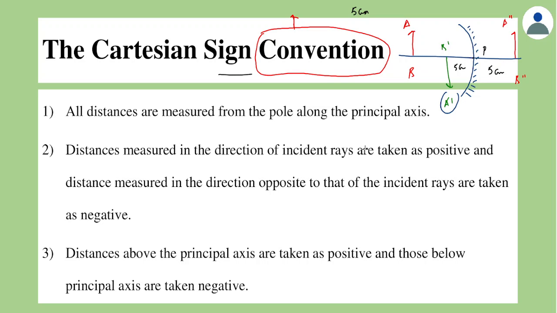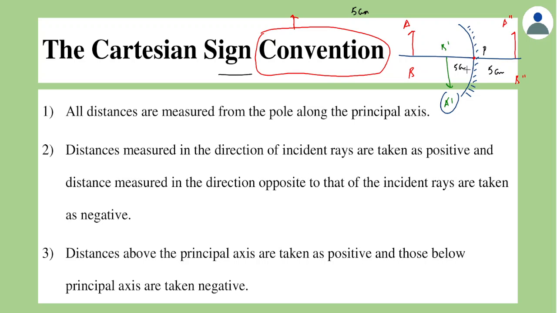It has 3 points in it. The first point is that all distances are measured from the pole along the principal axis. That is because we need a reference point, and that reference point is the pole. For any system, for any measurement, we need a reference point. So in case of spherical mirrors, it is its pole. So distances are measured from the pole.